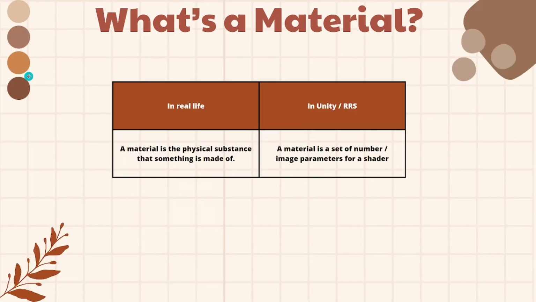So, heading back to materials. What is a material? Well, in real life, a material is just the physical substance that something is made of. So that would include like sort of how strong it is, like what sound it makes when you hit it. All of these things that are dictated by its atomic structure. In RRS, a material is a set of numbers/image parameters for a shader. And a shader is a program that tells Unity how it should actually draw the picture of an object.